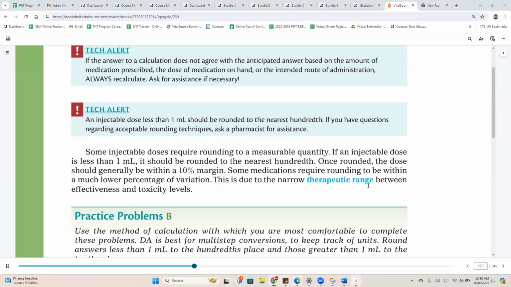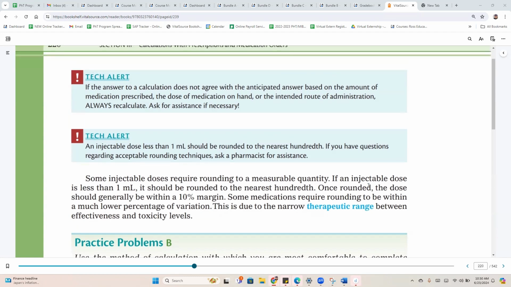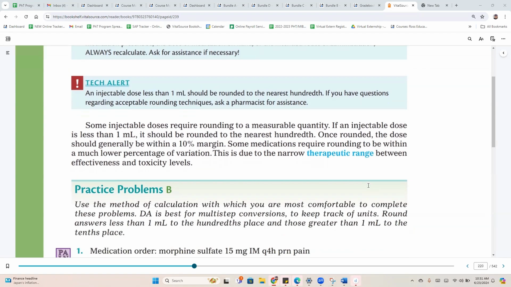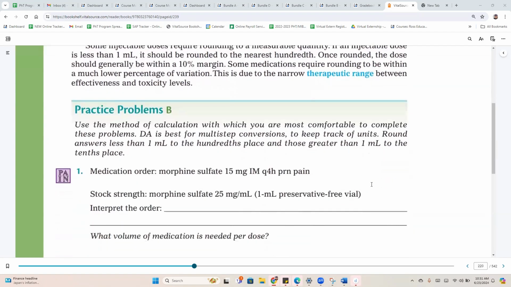Some injectable doses require rounding to a measurable quantity. If an injectable dose is less than 1 ml, it should be rounded to the nearest hundredth. Once rounded, the dose should generally be within a 10% margin. Some medications require rounding to be within a much lower percentage of variation. This is due to the narrow therapeutic range between effectiveness and toxicity levels.